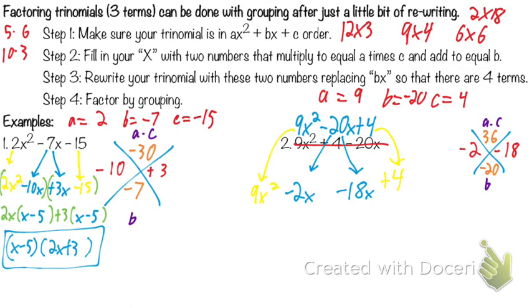So now we have 4 terms. Is this the same thing we had last time? Yeah. So we're going to group the first 2 and the last 2, taking that sign with the -18x.